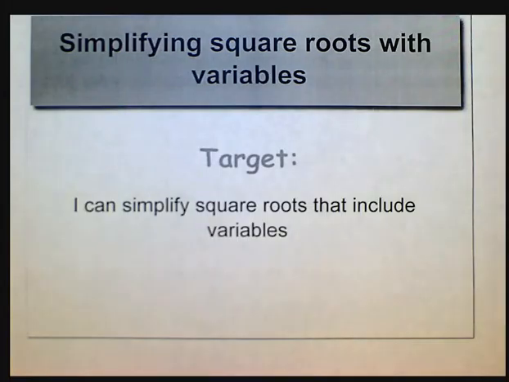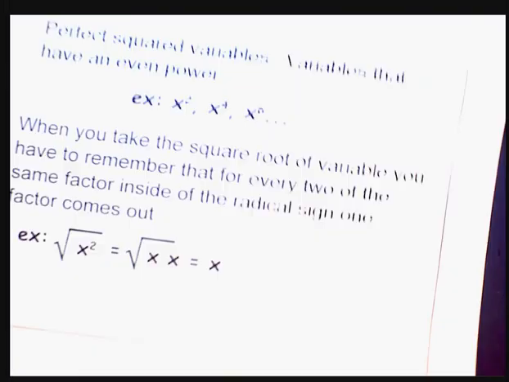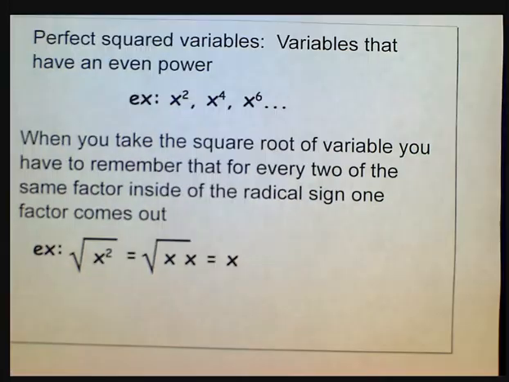Today we're going to simplify square roots with variables. So your target is: I can simplify square roots that include variables. First, let's look at a perfect square variable.